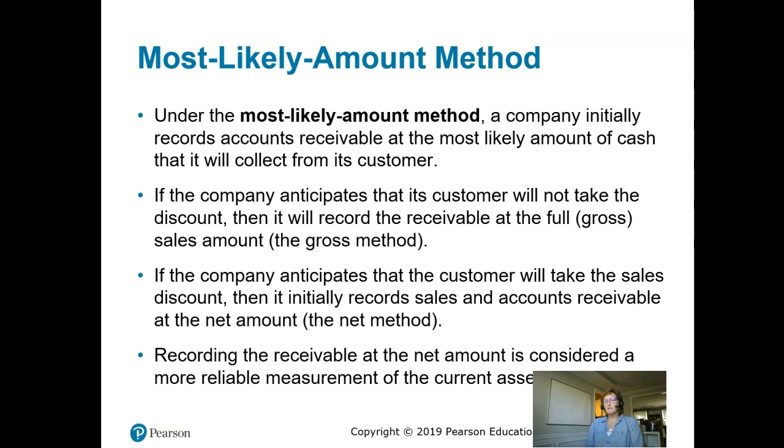Along with this most likely method, you can record the receivable at the net amount, assuming that the discount will be taken, or the gross amount, which is the full amount of accounts receivable, assuming that they're not going to take the discount. I'm going to walk you through the net and the gross method, look at them side by side, and see how the accounting changes in the actual recording and how that affects our net sales. We're going to look at an example from our homework to work through this.